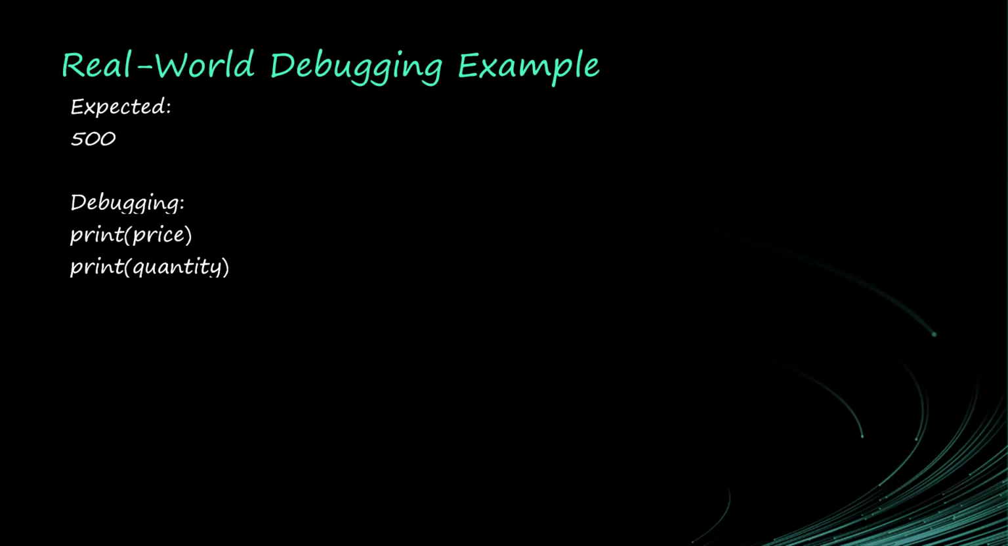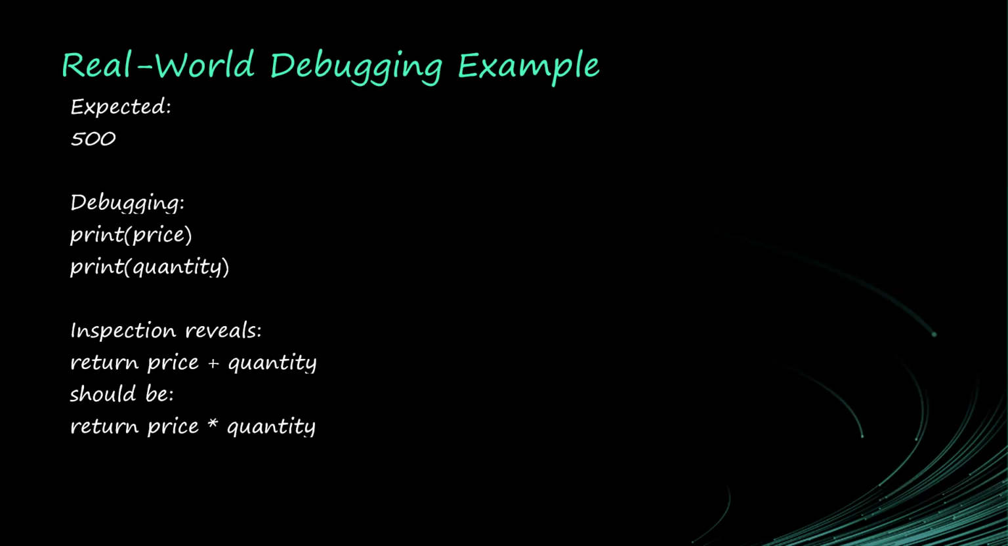So print the price, print the quantity, inspect. The inspection reveals that return price plus quantity is wrong. It should be this. So when you explain your code line by line, you get to understand what the problem is and you can fix it by just doing this.